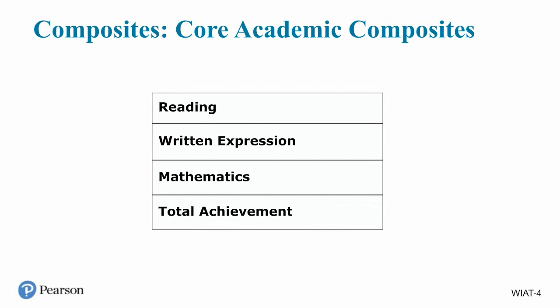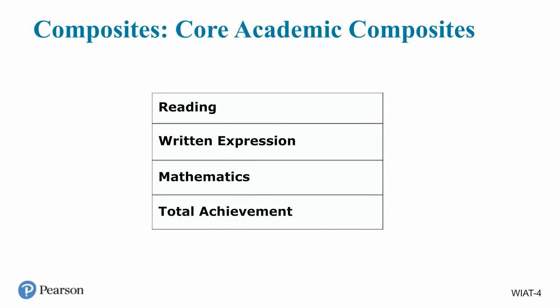Composite scores represent the examinee's performance in broader domains of academic functioning than those measured at the subtest level. They are derived after administering and scoring a minimum of 2 subtests. The WIAT-4 yields a total of 14 composite scores, 4 core composites, pictured here, and 10 supplemental composites.